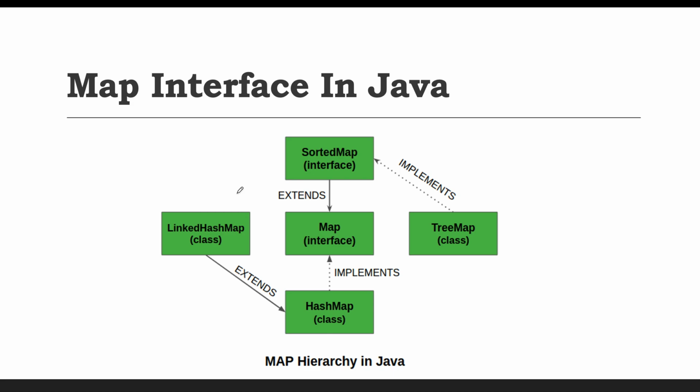In all the collection interfaces, we were able to store different types of elements in different types of collections, like the List interface, Set interface, and Queue interface, where we are directly storing the value. But in the case of the Map interface, we are going to store the value as a key and value pair. So this is what it is going to store.